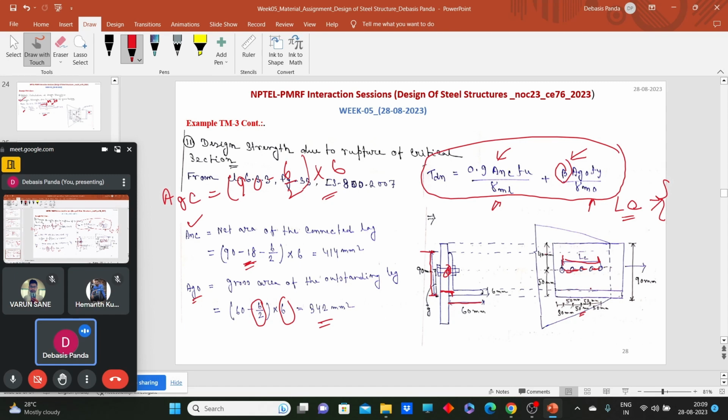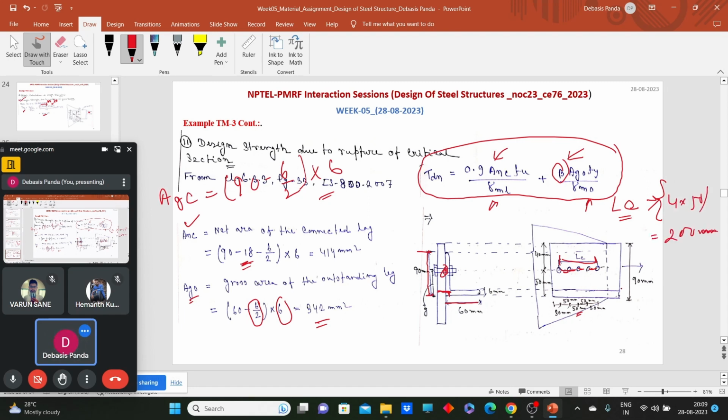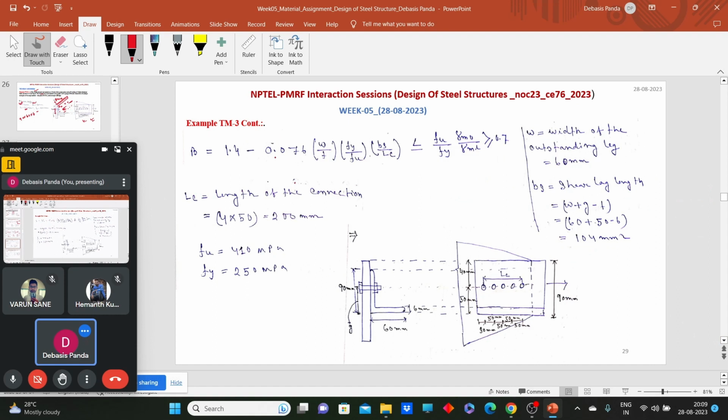Just add the pitch distances. 50 plus 50 plus 50 plus 50, or we can write 4 into 50, that equals 200 mm. Yes or no? Right? Okay. So here these things are given. Length of the connection, LC, is nothing but 4 into 50.